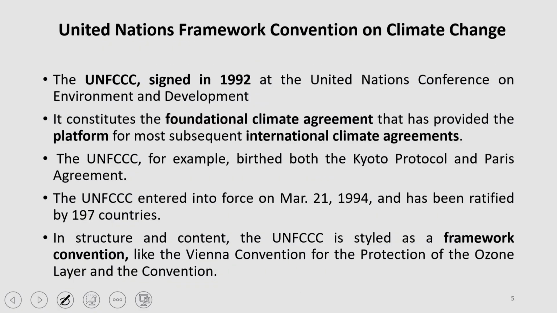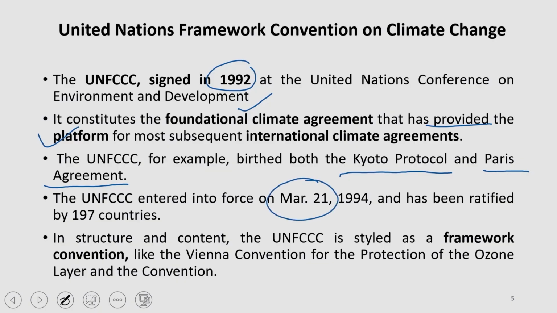Now we will come to the next one, that is UNFCCC, the United Nations Framework Convention on Climate Change, and it was signed in 1992 at the UN Conference on Environment and Development. It constitutes the foundational climate agreement that has provided the platform for subsequent international climate agreements. The UNFCCC further birthed both the Kyoto Protocol of 1997 and the Paris Agreement of 2015. It came into force on March 21st, 1994, and has been ratified by around 197 countries.